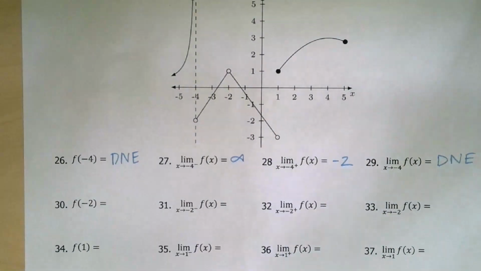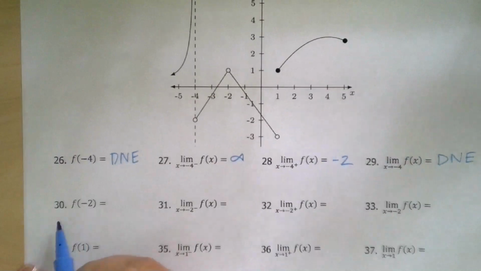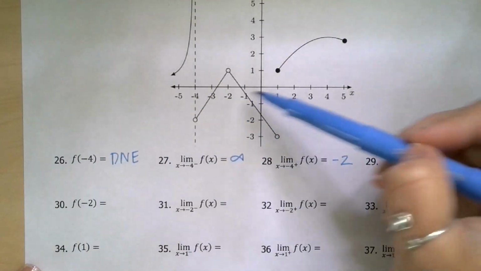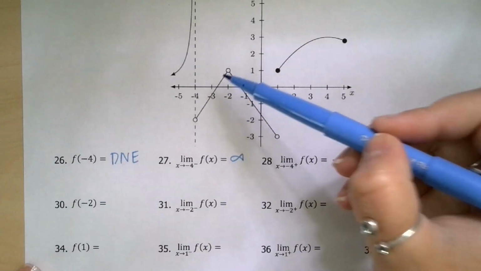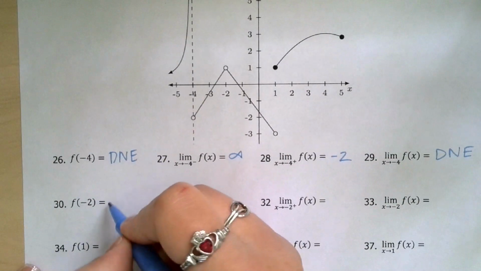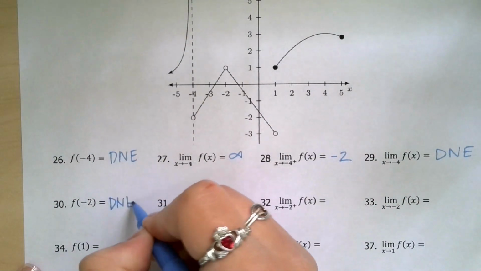Okay, on to the next row. Number 30, we're looking at x equals -2. So if we look, go to -2, there's an open circle. There's no closed circle anywhere else, so this again tells us our function value does not exist.